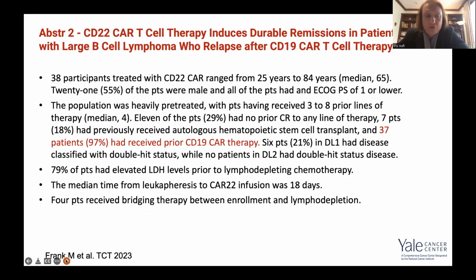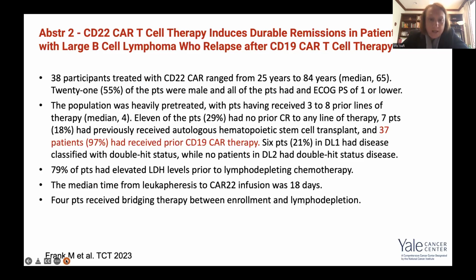So that led to this moving forward to a larger study with 38 participants up to 84 years old with a good performance status. They were heavily pretreated with 3 to 8 lines of therapy. The median was 4. In fact, about a third of patients did not have a remission to any prior line of therapy. About 20% had a transplant, and they had all had prior CD19 CAR T-cell therapy.